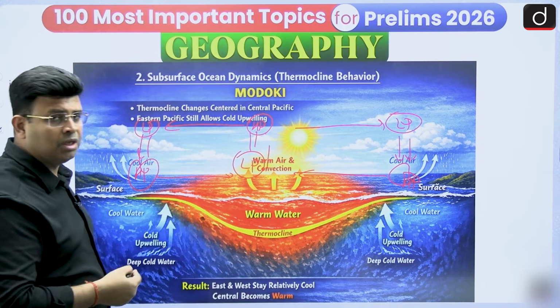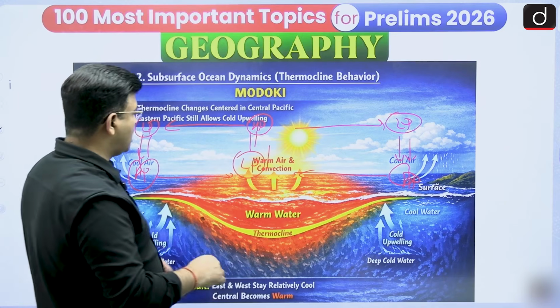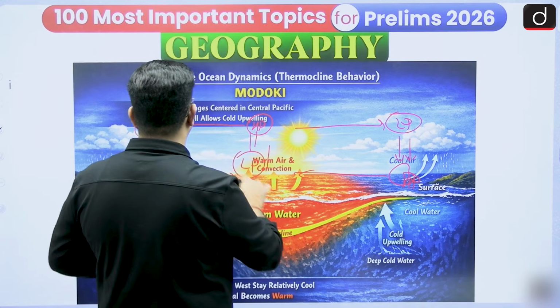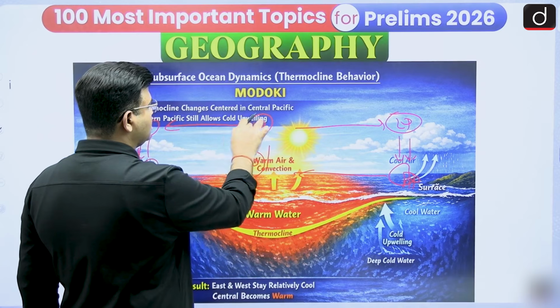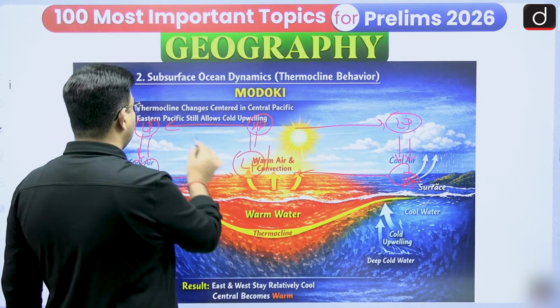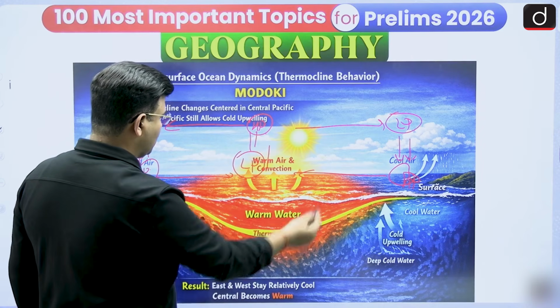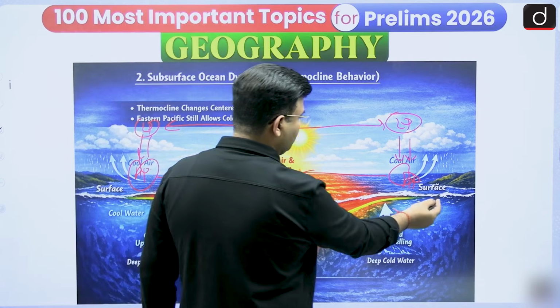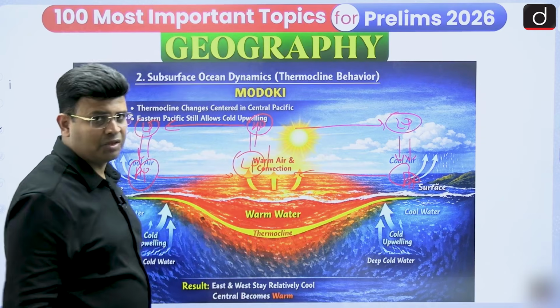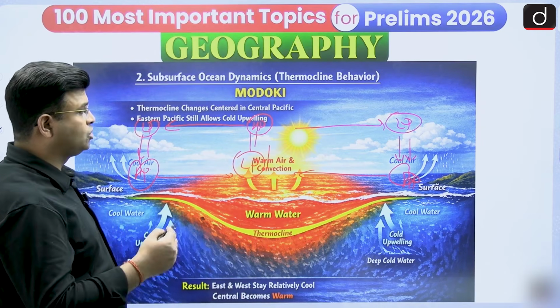So in case of El Nino Modoki, I said that two circulations are found. The thermocline changes are centered in the Central Pacific. Here it is warmer. The Eastern Pacific still allows cold upwelling. Eastern cold upwelling is going on, but slowly this warm water will be able to reach the Eastern Pacific in one, two, three years.